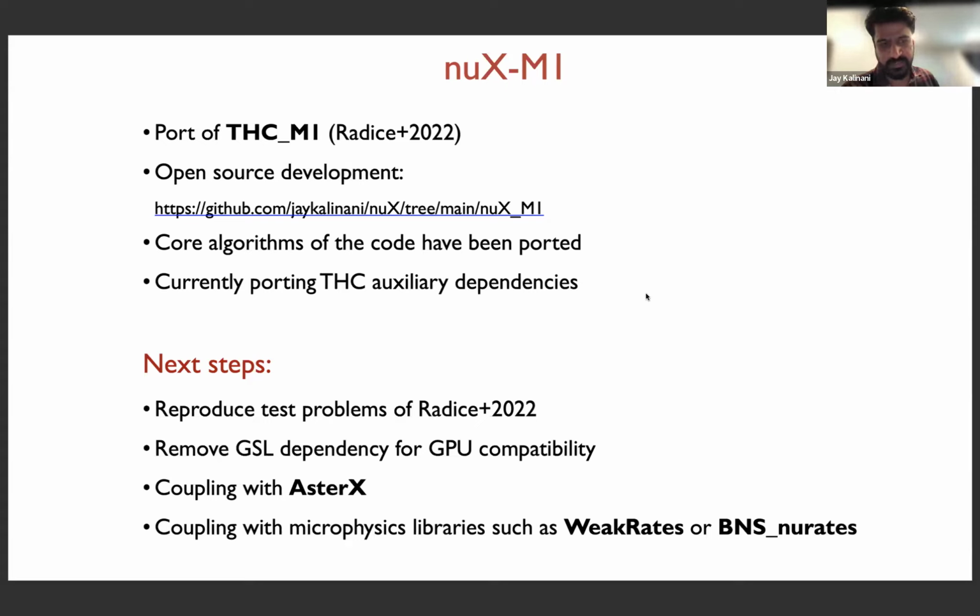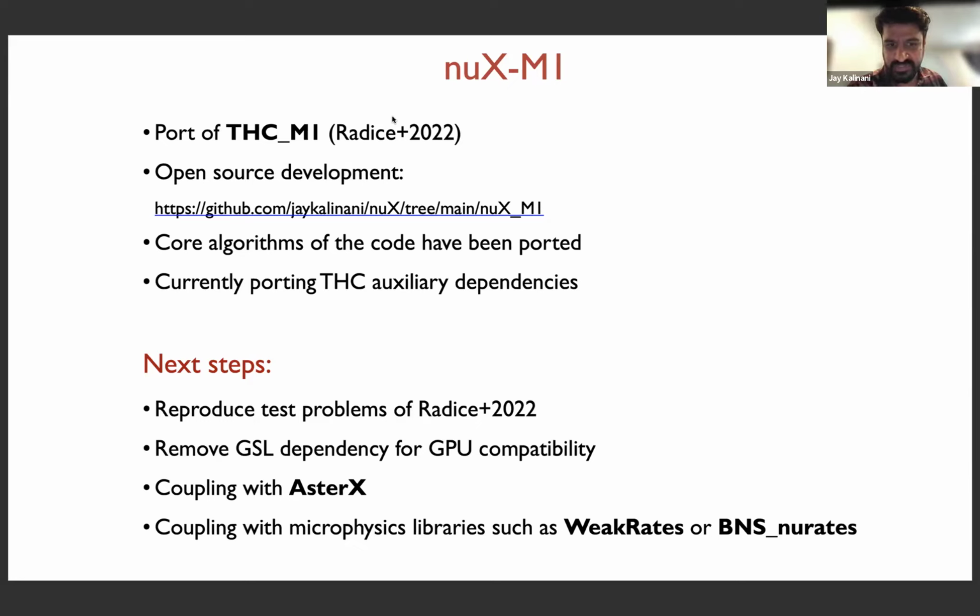The next steps in the coming weeks and months would be to actually compile the code and reproduce some of the test problems that have been shown in Radice et al. Another thing is there are some root finders and other algorithms within THC-M1 that depend on the GSL library, and these are not GPU friendly. So we need to remove such dependencies and make sure that our new code can be run on GPUs. And then finally, we want to couple this to matter evolution, to AsterX.